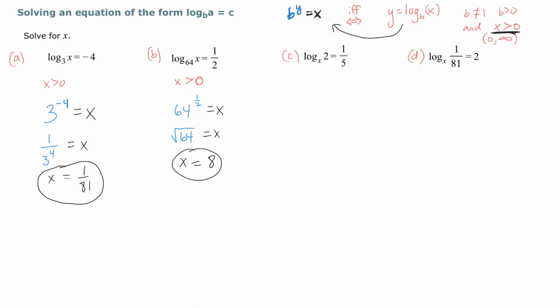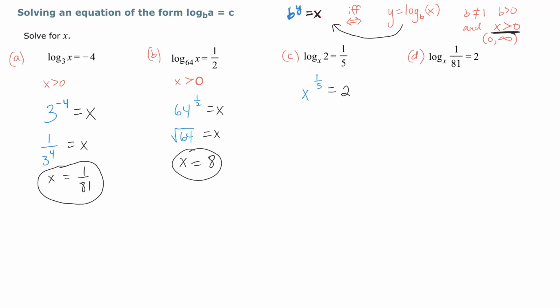Let's do part C. Notice this time we have the input. The input is called 2. So we're just going to use the definition of log here. The base here is x. So we're going to write the base x raised to the exponent, and that is now equal to 2.